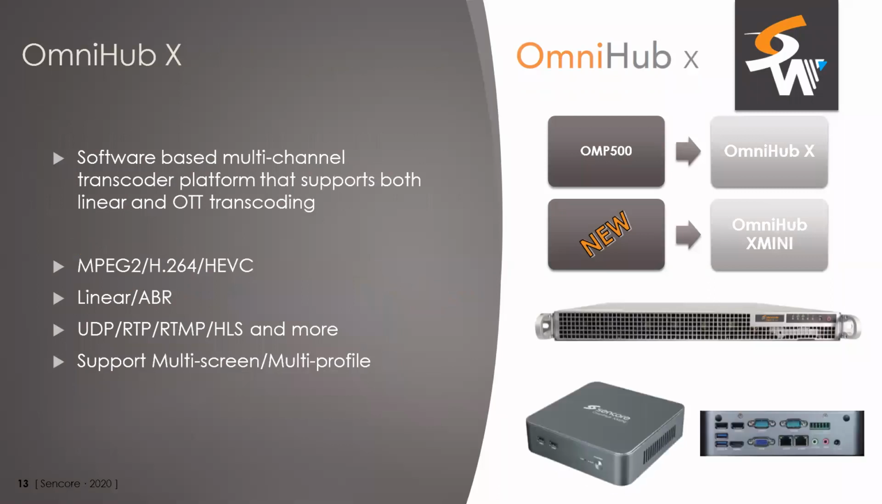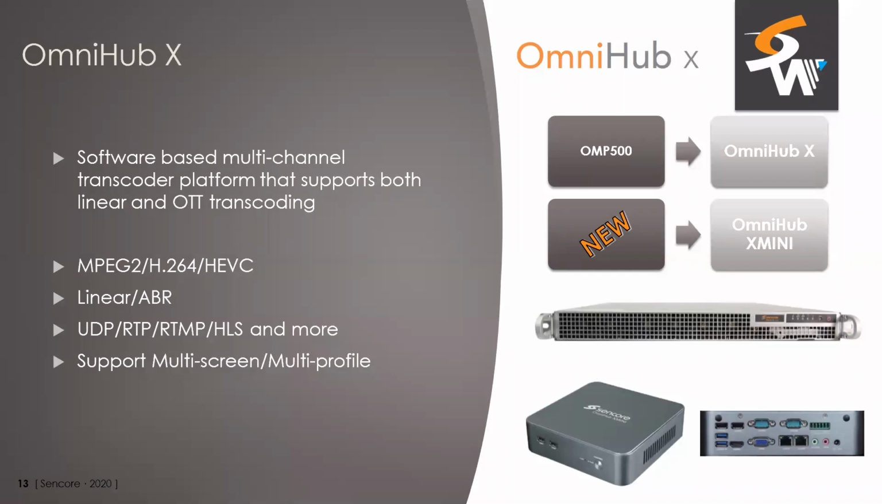The next product, OmniHub X, is the transcoder, previously called OMP 500. The rebranding process in this case is much deeper than for OmniHub 16 and 6. Besides the name change, we improved or redesigned the UI, but also introduced 3 new hardware options, including the very unique portable X Mini. We changed completely the pricing structure and licensing policy. So a lot of changes, which I'm pretty sure will be positively received by the market.